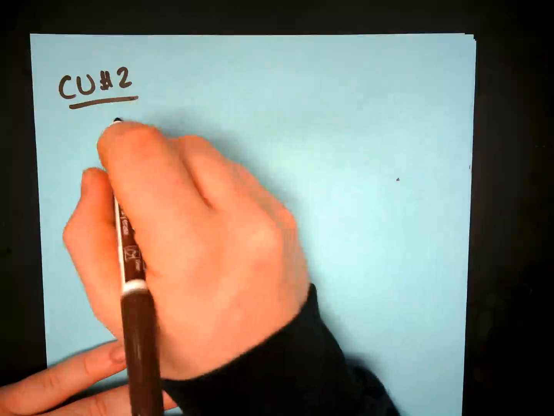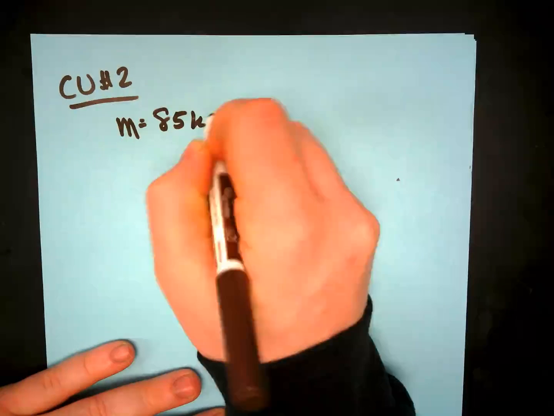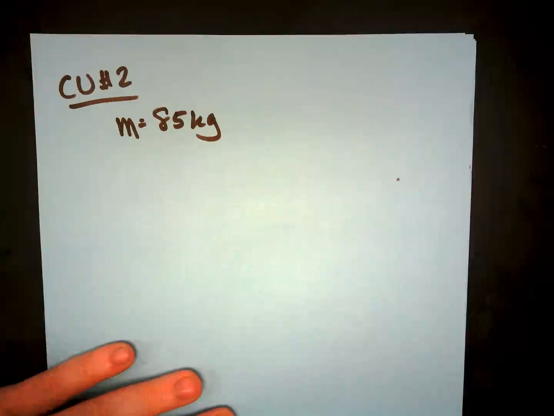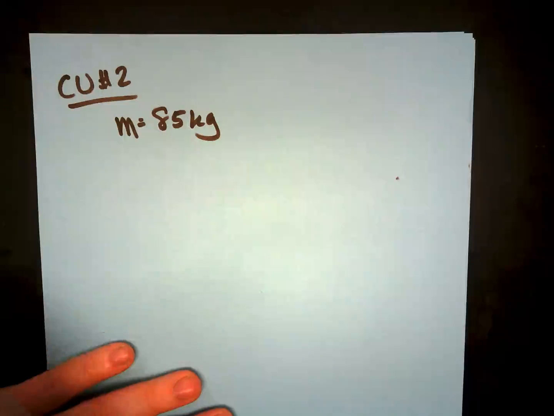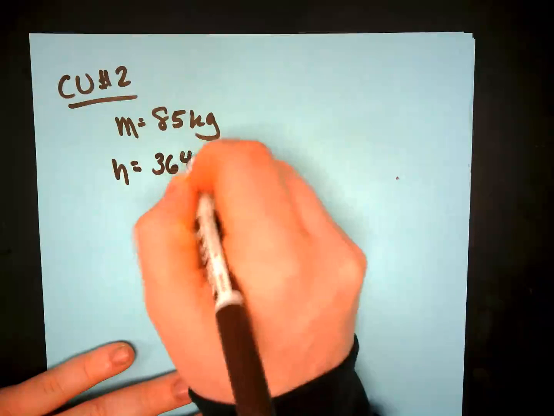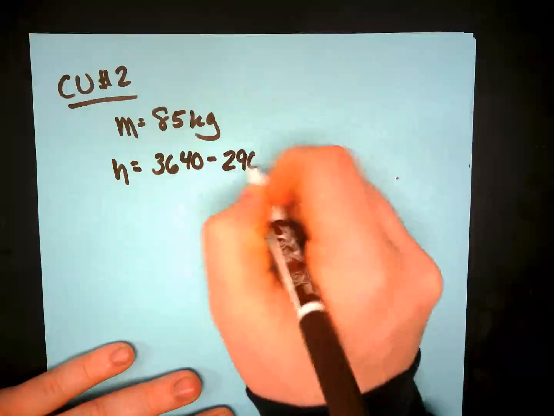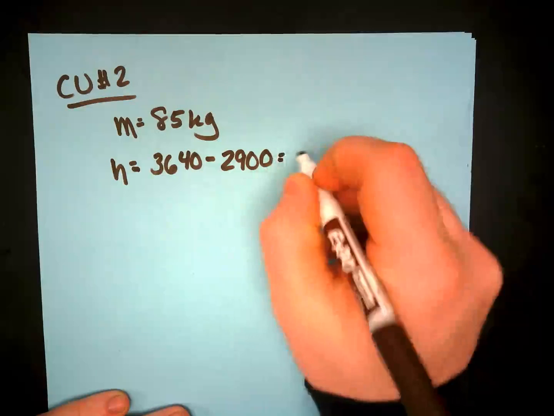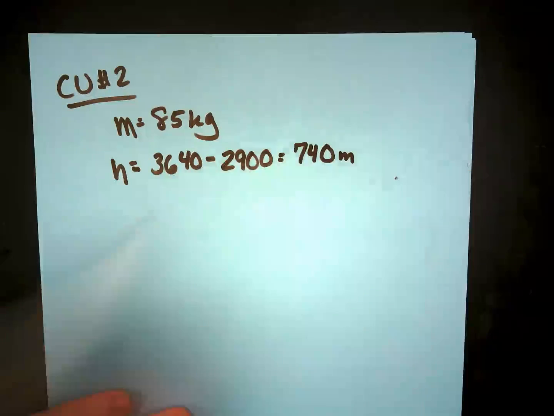Okay, so here's what's given to us. We're given mass, which is 85 kilograms, and we're given 2 different heights. Here we just have to find out how high this guy climbed from one height to another. So think of the 2,900 meters as 0, and whatever his new height is, that is the amount he climbed. So height is just equal to 3,640 minus 2,900, which is 740. Realistically speaking, this dude just climbed 740 meters.